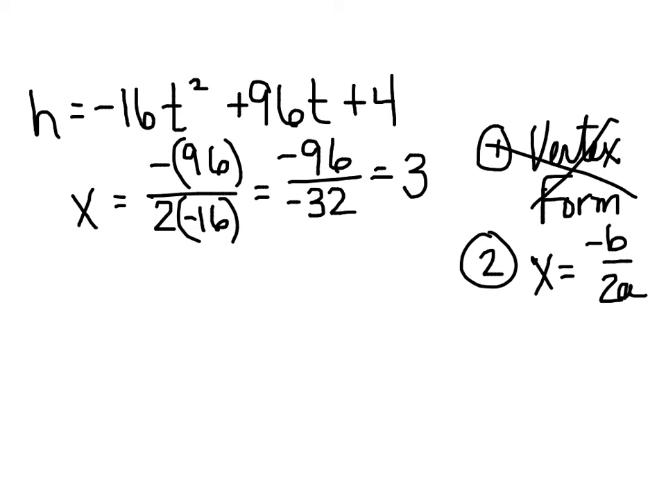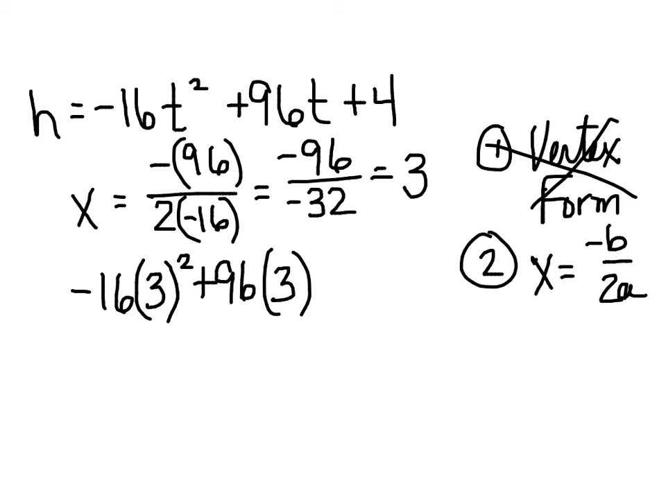Okay? Now, how high did it get? That's what it's asking, correct? Negative 16 times 3 squared plus 96 times 3 plus 4. I can stick that in a calculator, no problem, and come up with the right answer. So negative 16 times 3 squared plus 96 times 3 plus 4 is, anybody know? Anybody got a calculator that's willing to do it?